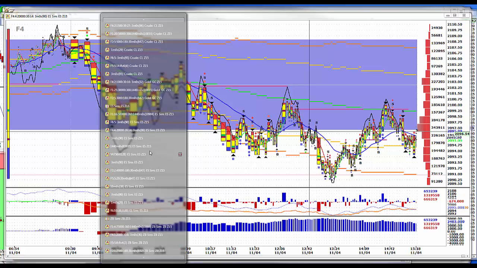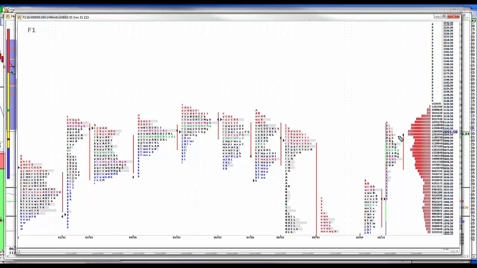Okay, so we've got resistance at 2110 and support in the 2085, 2090 area. We had best support at 88. We didn't quite get there. So what does the big screen tell us today?